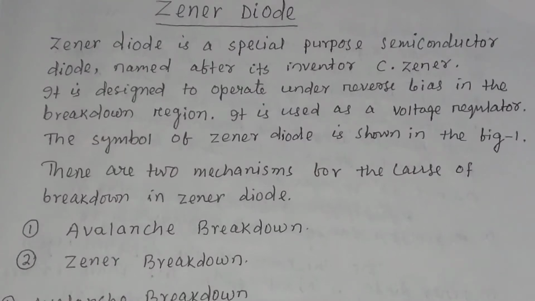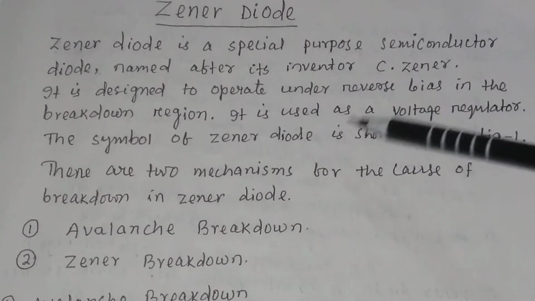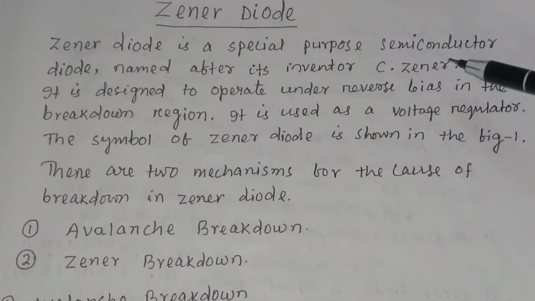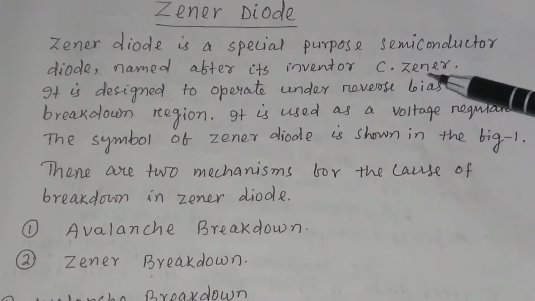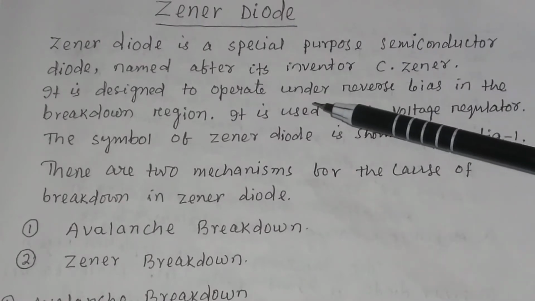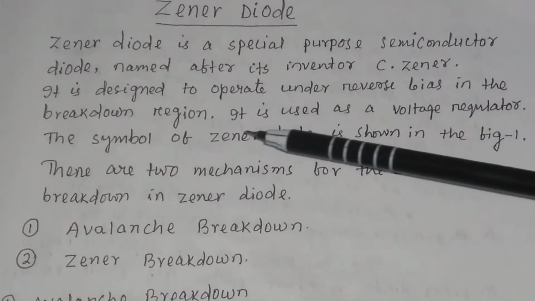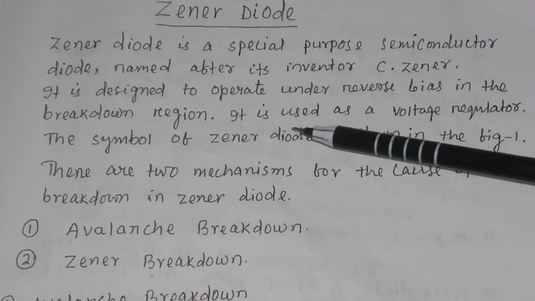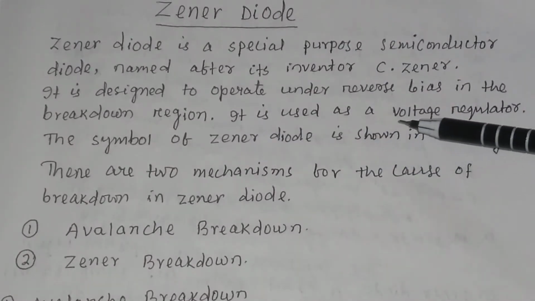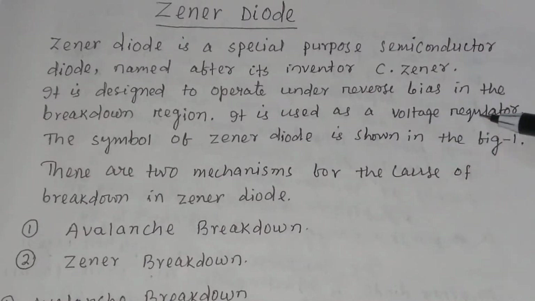Zener diode. Zener diode is a special purpose semiconductor diode named after its inventor C. Zener. It is designed to operate under reverse bias in the breakdown region. It is used as a voltage regulator.